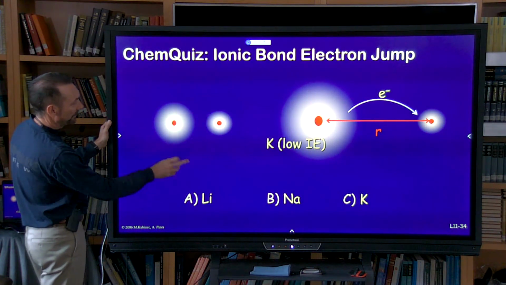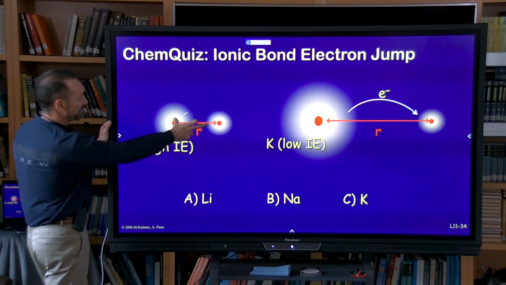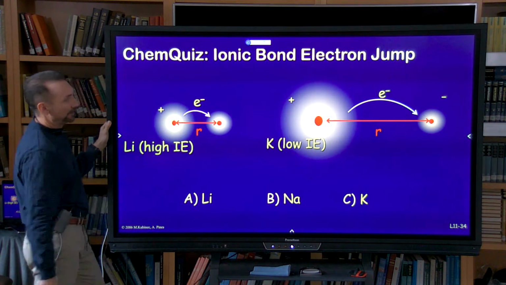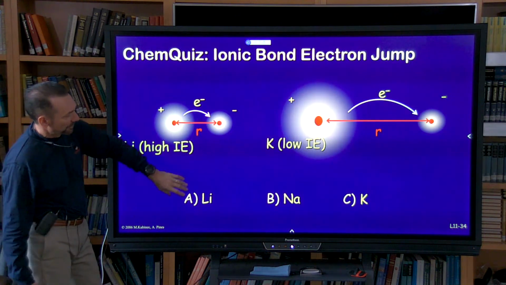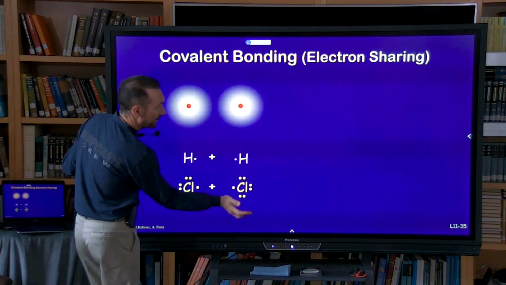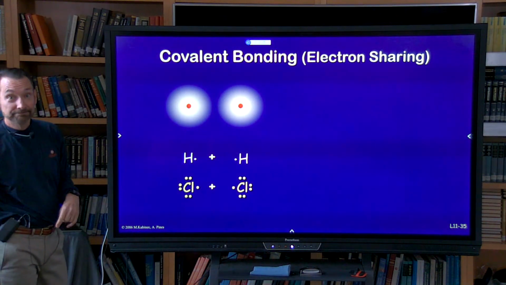So there it is. Lowest ionization energy. Lithium is the highest ionization energy, so I have to get quite close together. And the lowest ionization energy, which I think is what the question was, is potassium. So potassium chloride forms. Let's talk about the other kind of bonding.